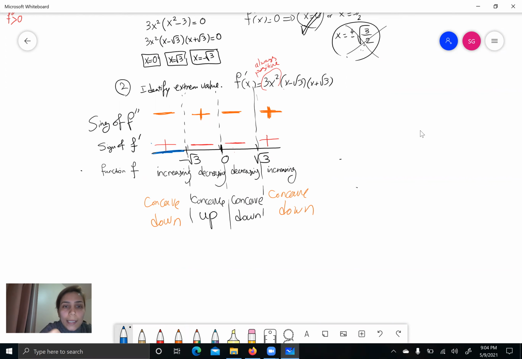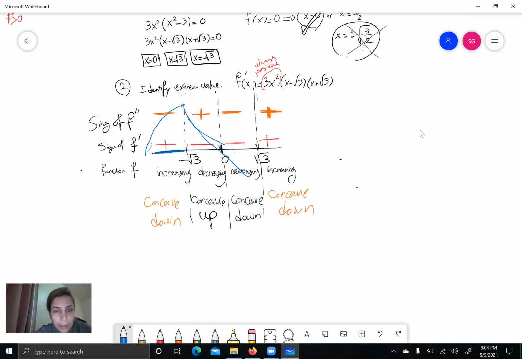Look, so I know that the function, I'm going to draw the graph. Over here, the function is increasing, but it's concave down. So the function must go up like this. And then it becomes decreasing and it's concave up. So it's going to be like this, if I'm not wrong. And then it's again decreasing, and it's concave down.